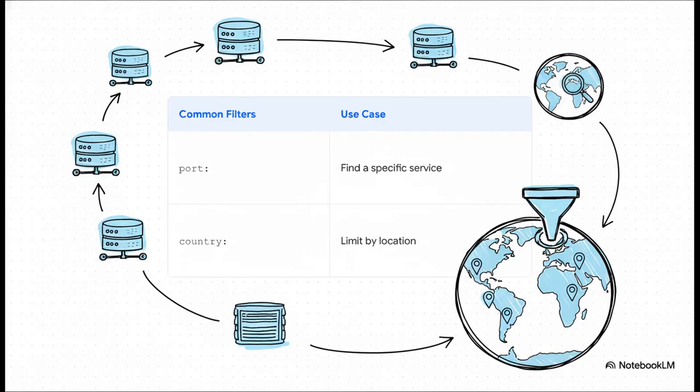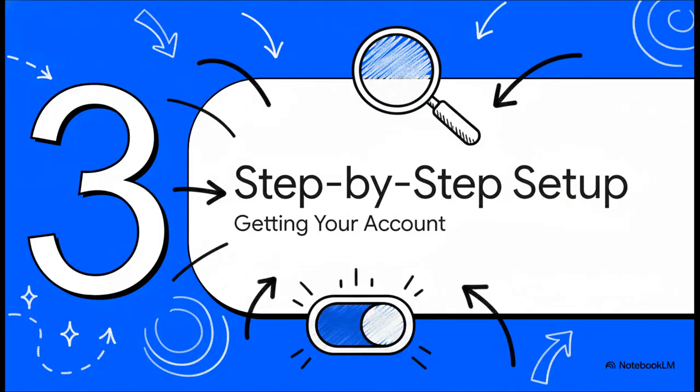Let's take a look at a couple of super powerful examples from the note. You've got the port filter. That lets you find devices running a specific service. Like if you search for port 80, you're going to see web servers. Then there's the country filter, which is amazing for any kind of location-based research. And these are just two examples, but they show you how you can go from a super broad search to something incredibly specific.